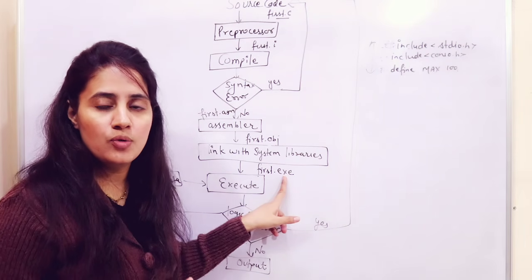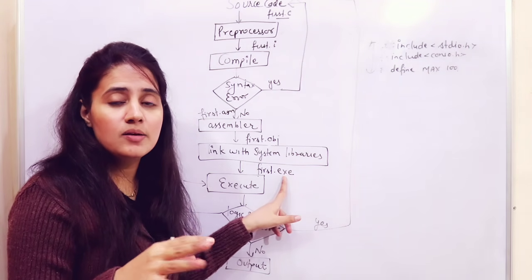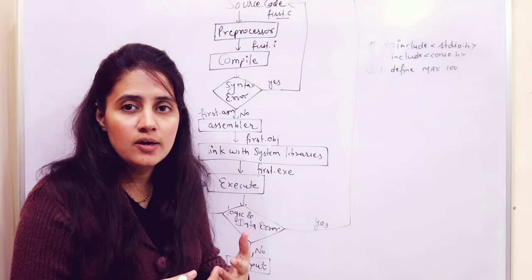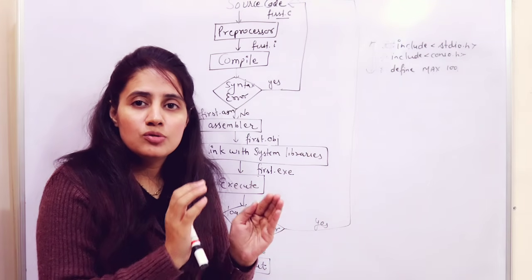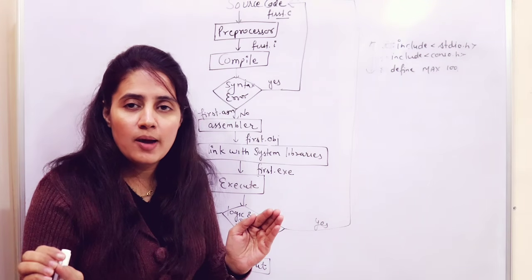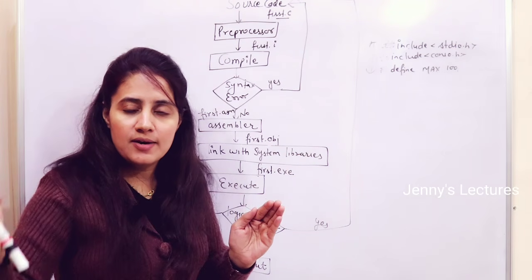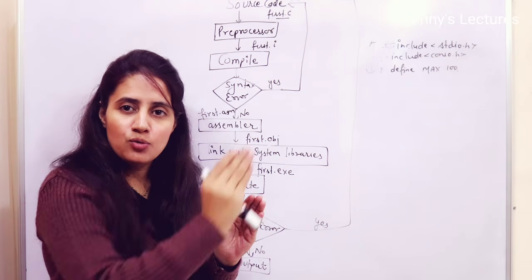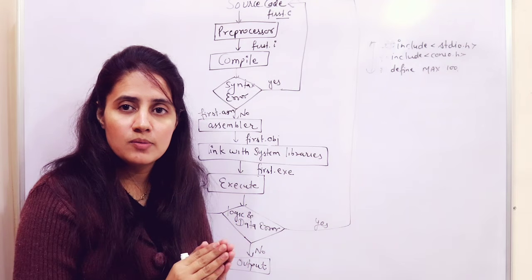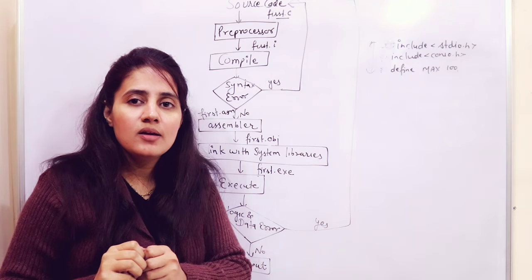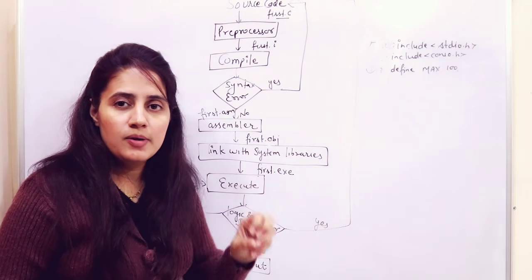Now what comes is the task of the loader. Your file is ready to execute, but who is going to execute? CPU. But before execution, any process or program has to be loaded into main memory. Main memory means RAM, from secondary memory, from hard disk. Then only the CPU can access that file from main memory and execute. So now the concept of loader comes. Loader will load this exe file into main memory, RAM, and now execution will be done.